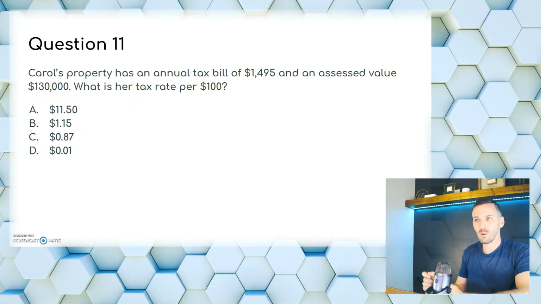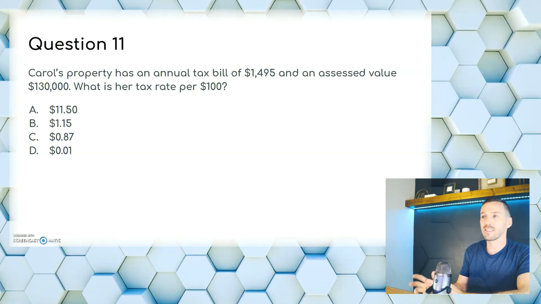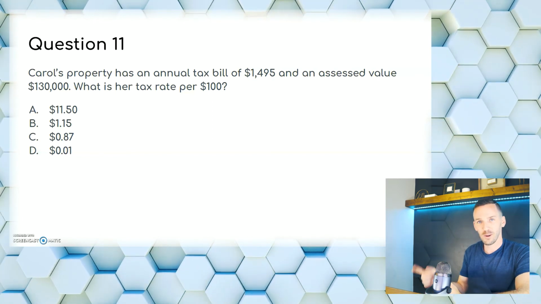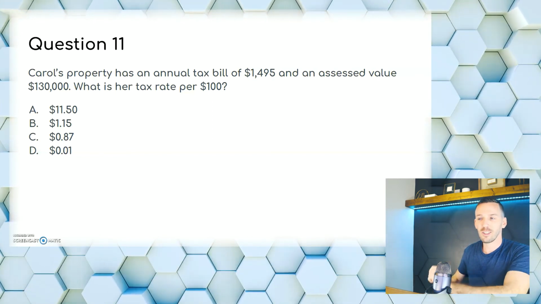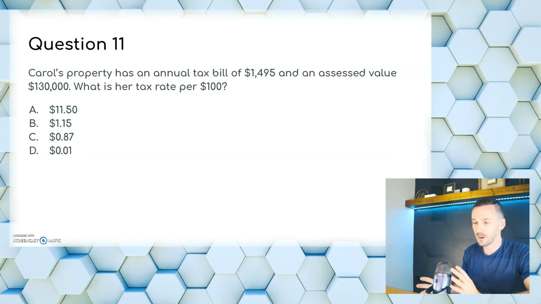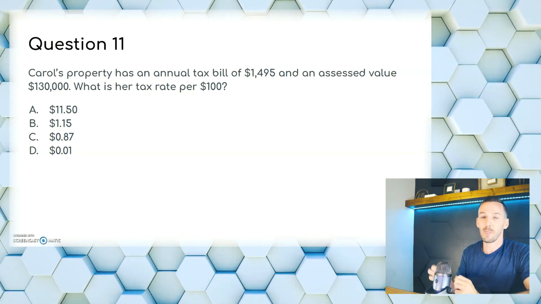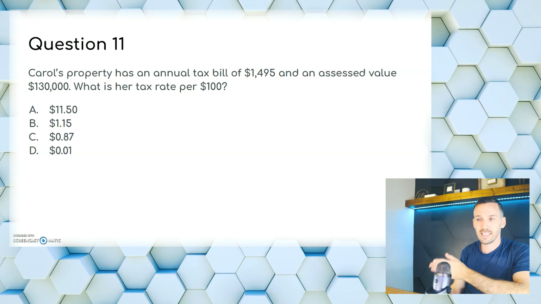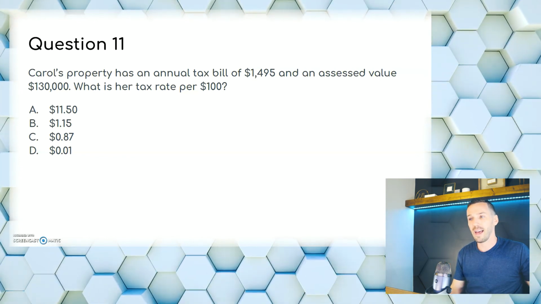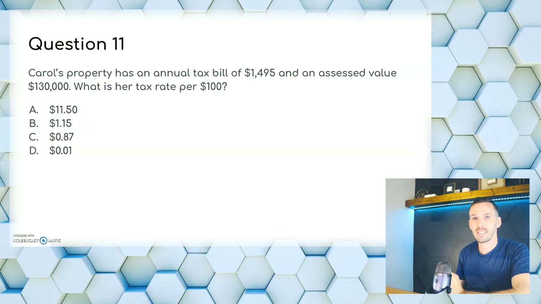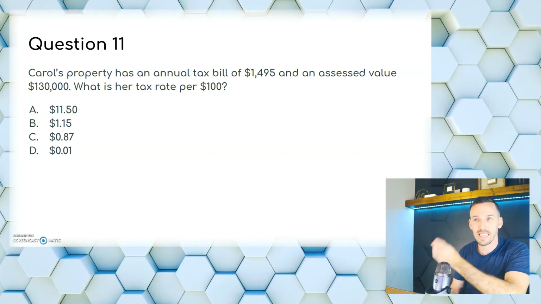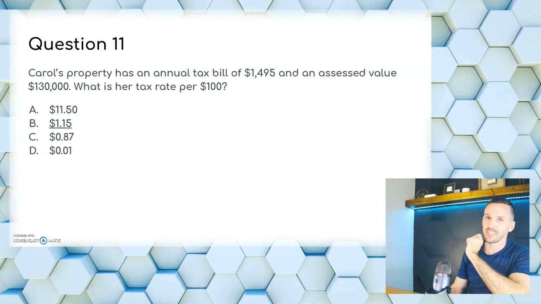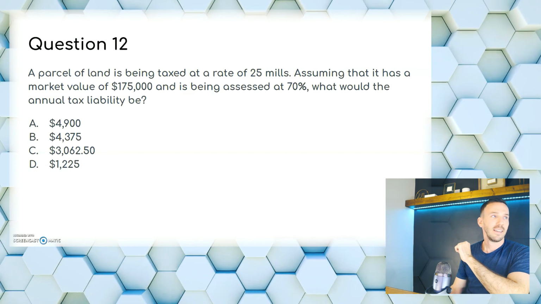Question 11. Carol's property has an annual tax bill of $1,495 and an assessed value of $130,000. What is her tax rate per 100? Here we will take the $130,000 and divide it by 100 because it's per 100. Just going to keep saying that. That's $1,300. Then you divide the tax bill of $1,495 by that $1,300 to get the $1.15 tax rate. Again, you might be tempted to select the $11.50 answer, but it's per 100. Answer here is B.